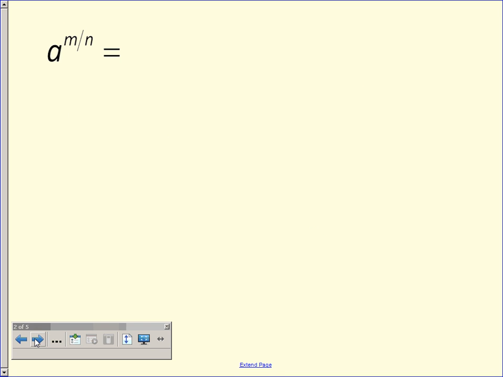Continuing on, what if I have a to the m over n power? There's actually a couple different ways to express this. I'm going to show you 4 different ways, and I'll show you how we can use them in problems. One way to say this is it's a to the 1 over n power raised to the mth power. And if you think about what we know about exponents, this is valid because when we have a power to a power, we multiply those guys and we would have m over n. So that's one way to express it.